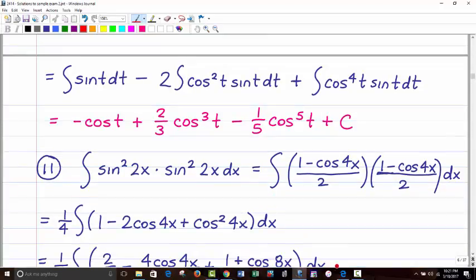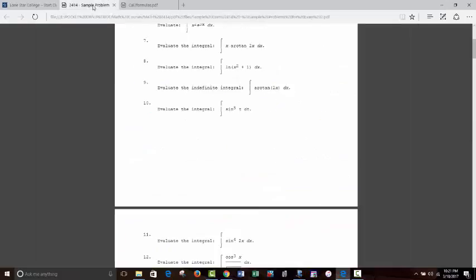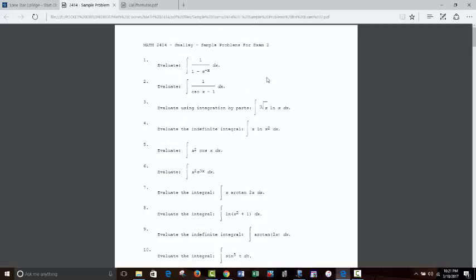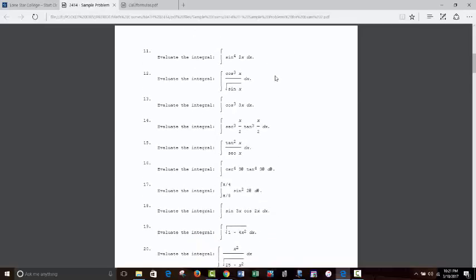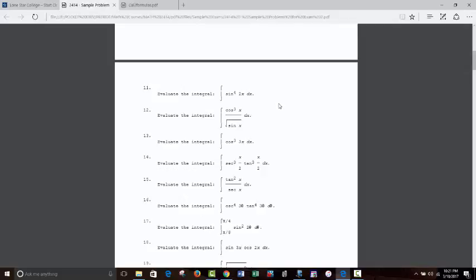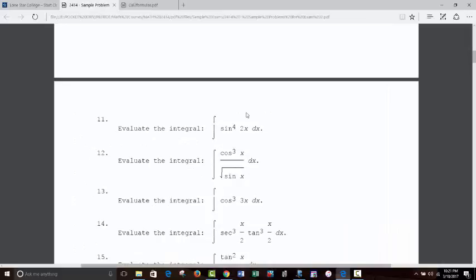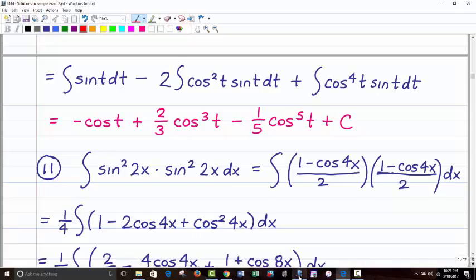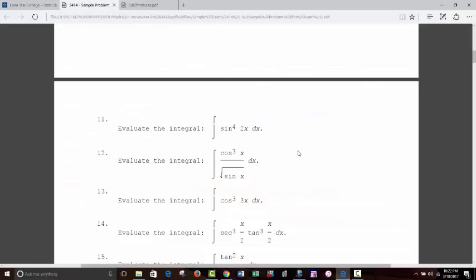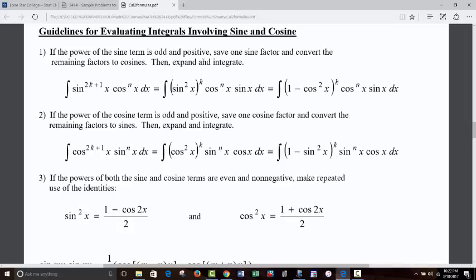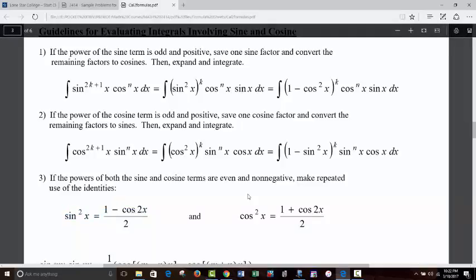Now down here, this problem, number 11, is sine to the fourth of 2x. So to evaluate sine to the fourth, you have to split it up as sine squared times sine squared. And then we have to use this integrating identity for sine squared, which is right here. 1 minus cosine of 2x, over 2. So it always doubles whatever angle is there.